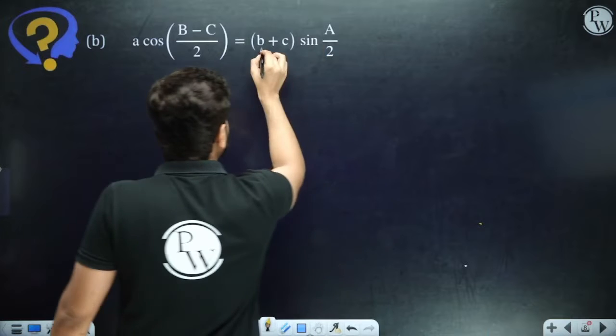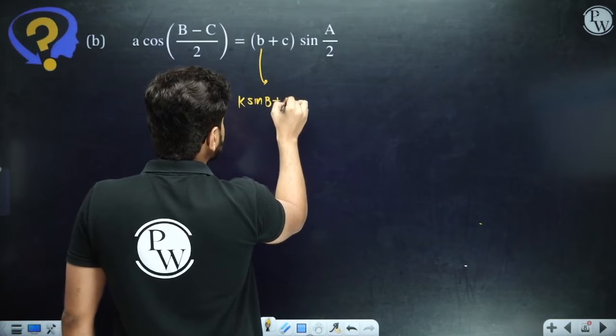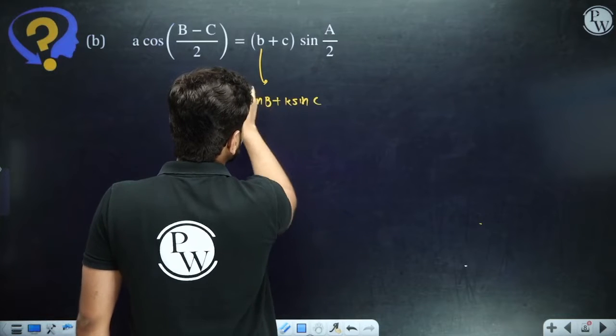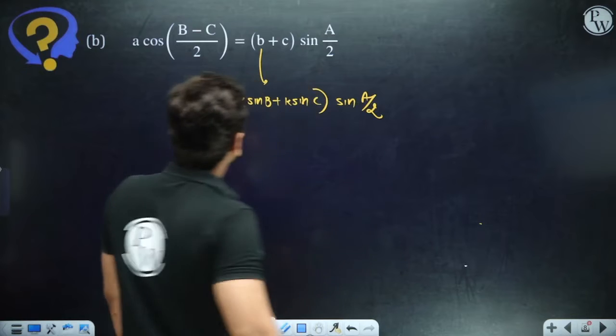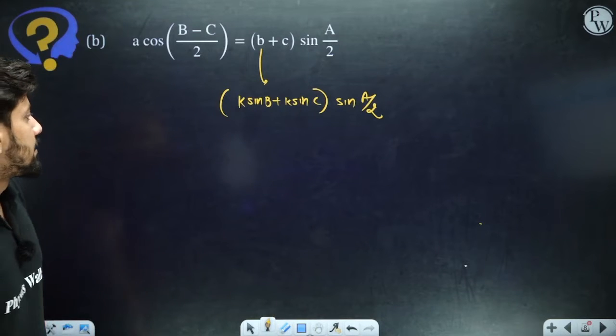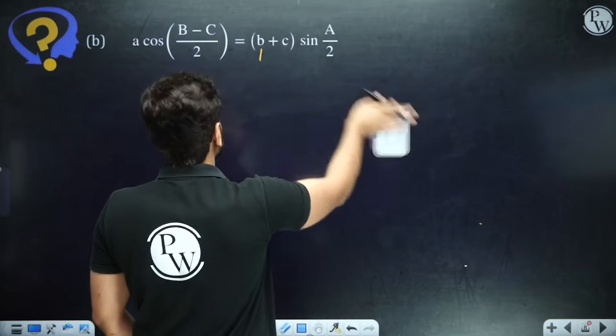So I can simply write B as k sine B and C as k sine C from the sine rule again. In the multiplication, we have sine of A by 2. Or you can go from the left hand side as well if you would like.